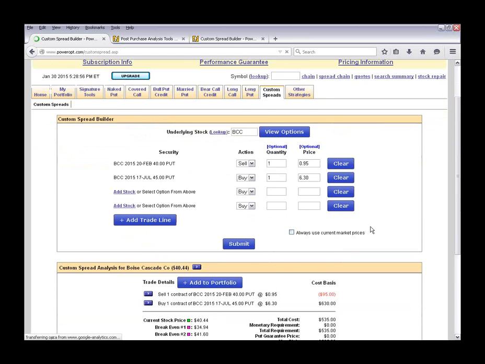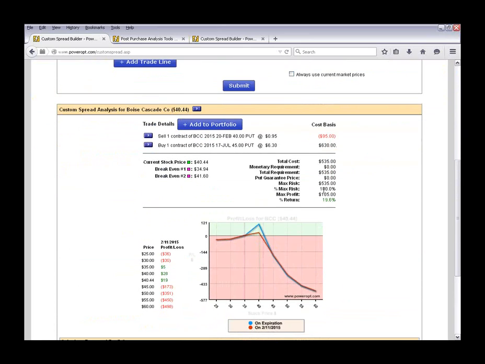All right, let's go ahead and run that. Now, we've got a leveraged return. We can make a max return of $105, okay, if the stock is trading right at $40 at expiration. If the stock is trading above $40 per share, our short put, this February 40 put, expires worthless. We keep that 95-cent premium. We lower the cost basis of our 45 put. In fact, our debit now is only $5.35. That's our cost basis into the position.